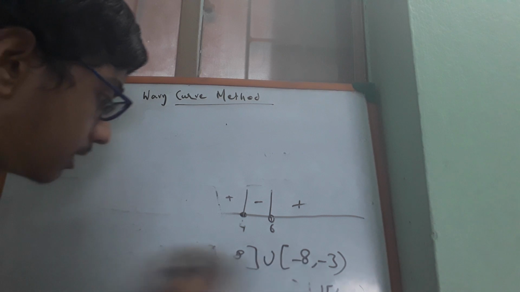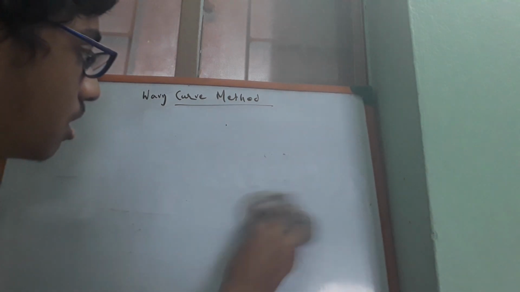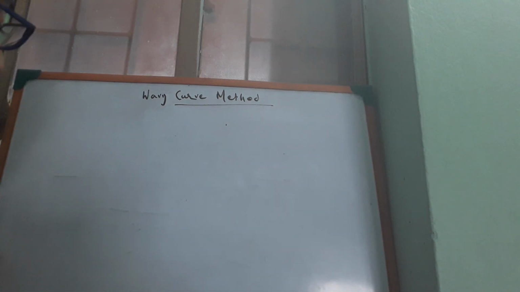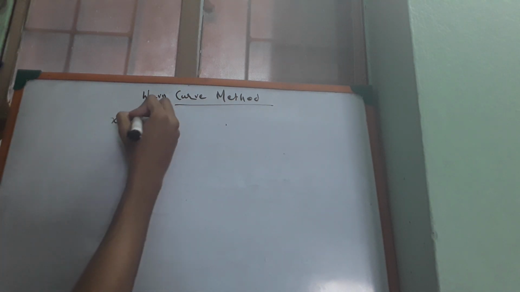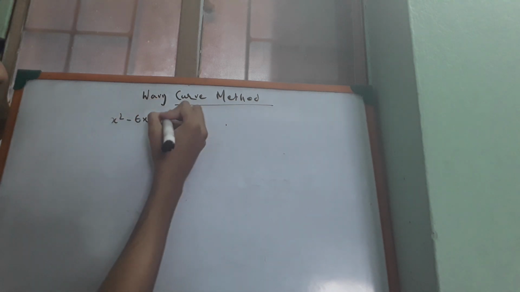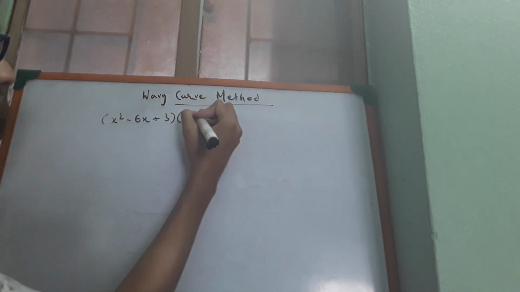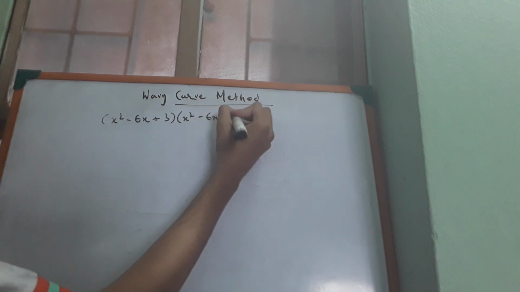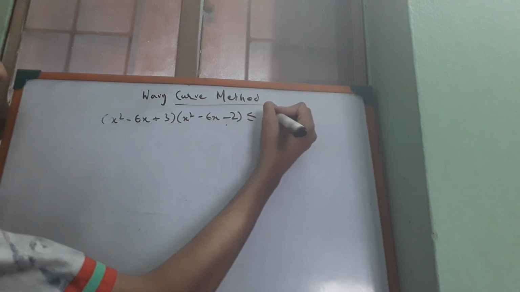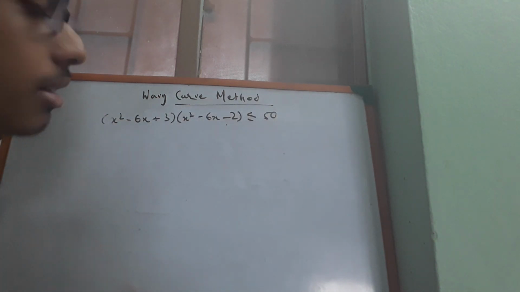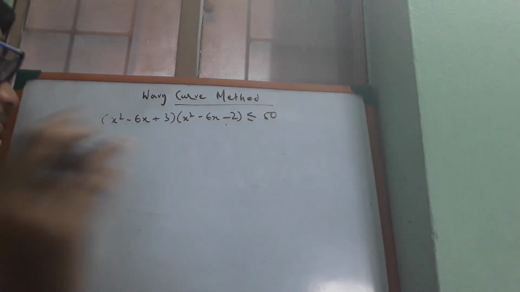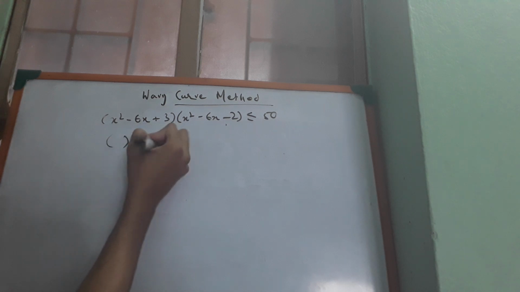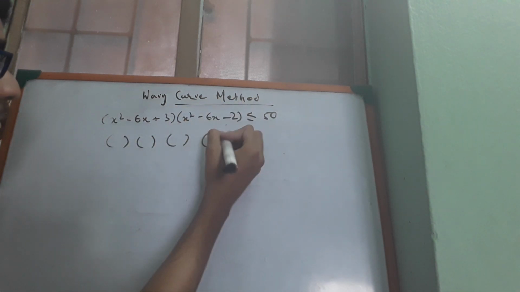Before ending this video, we'll do one last example, which is a very important example nevertheless. It's a somewhat different type of example, so let's do it. X square minus 6x plus 3 multiplied by x square minus 6x minus 2 is lesser than or equal to 50. So obviously, see one thing. I don't know whether these things are factorizable or not, but even if they are factorizable, suppose it's something times something, and this is also something times something.